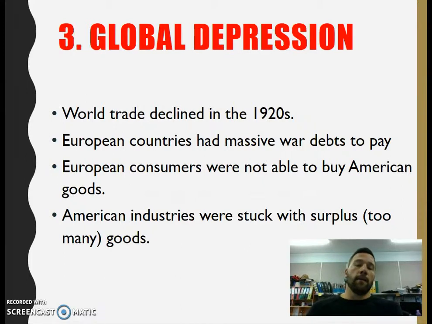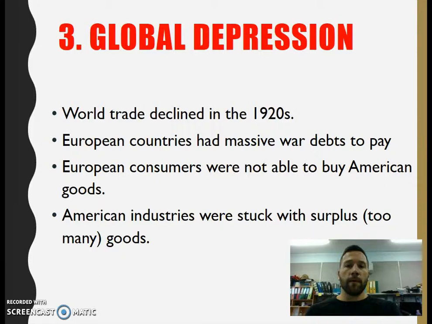Another issue that caused the Great Depression was, I guess, the interrelated nature of world politics, how lots of the world economies were very closely linked. It basically meant when world trade began to decline, it affected everybody because of that interconnected nature. So when world trade declined in the 1920s, European countries had massive war debts to pay, especially to the United States, who lent out a lot of money. And simply, European consumers weren't able to buy American goods, and nobody had that buying power.